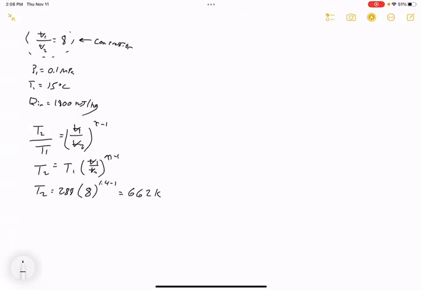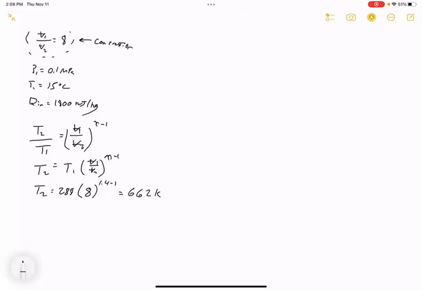So does this value make sense? We went from 288 to 662. The temperature increased. Is it okay that the temperature increased? Do we expect it to increase, decrease, or what? Well, it's a compression process. So naturally we expect, as we saw from the isentropic relations, and as we already knew from the ideal gas law, we expect the temperature to go up. So that makes sense. We're happy with this value.